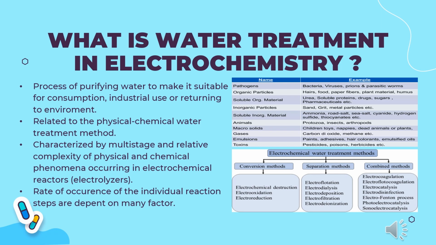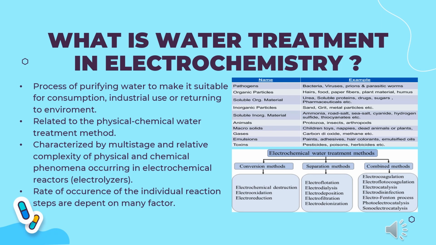Water treatment is related to the physical-chemical treatment method. It is characterized by multi-stage and relative complexity of physical and chemical phenomena occurring in electrochemical reactors, which are electrolyzers. The rate of occurrence of the individual reaction steps depends on many factors. Basically, we have three methods in electrochemical water treatment.